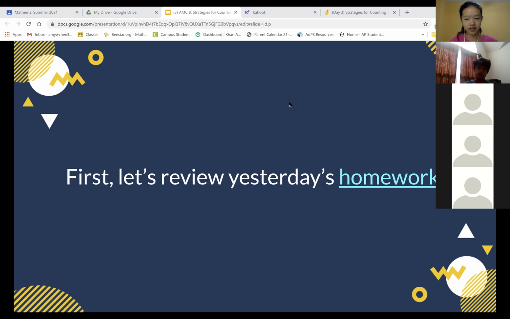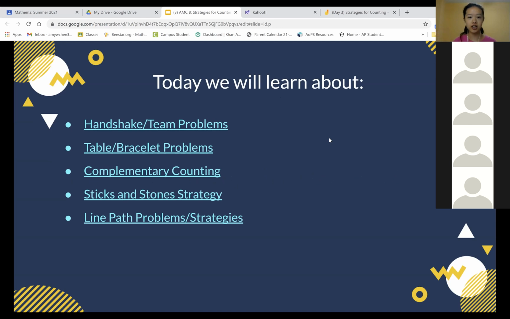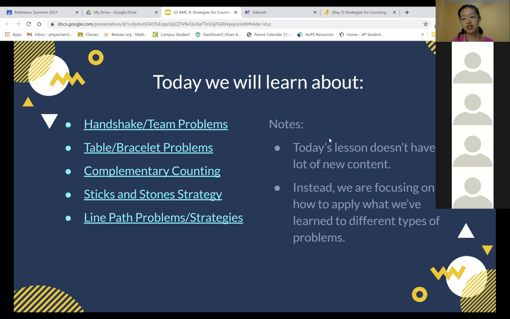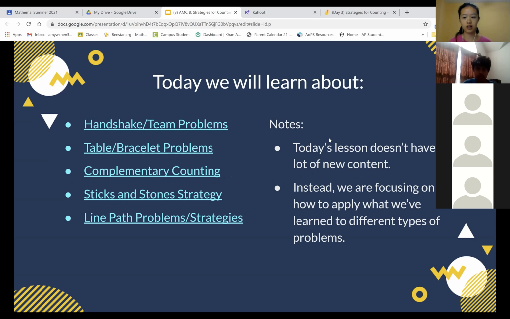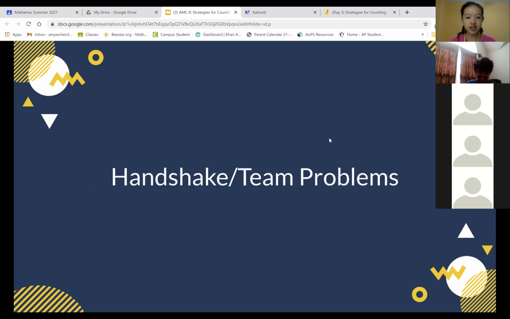All right, let's move on to the actual lesson. So today we're going to be learning about a bunch of different types of problems. We're going to be learning about handshake problems or team problems, table and bracelet problems, complementary counting, sticks and stones strategy, and strategies for line path problems. Basically, today's lesson doesn't actually have a lot of new content. Instead, we're just focusing on how to apply what we learned about permutations and combinations to different types of problems. So first up, handshake and team problems.